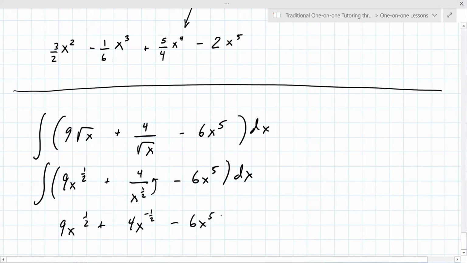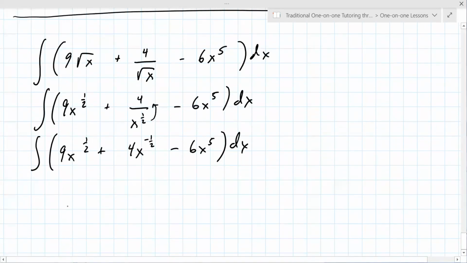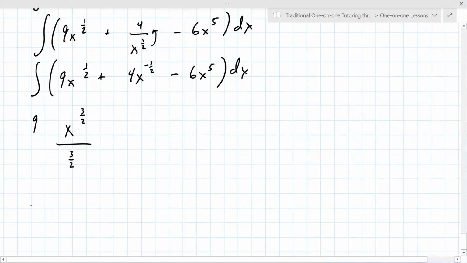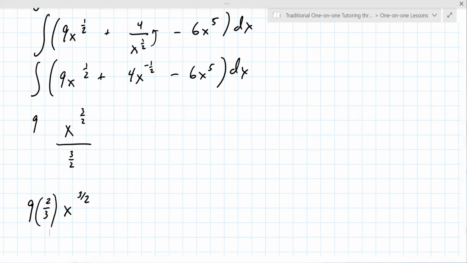So then x to the 3/2 has 9 over 3/2. Now, when you bring this up, do you remember what happens? How this changes in the bottom? It flips, like 2/3. So it really becomes 9 times 2/3 x to the 3/2. That could be helpful here because you're multiplying these, so you might be able to simplify them right away.